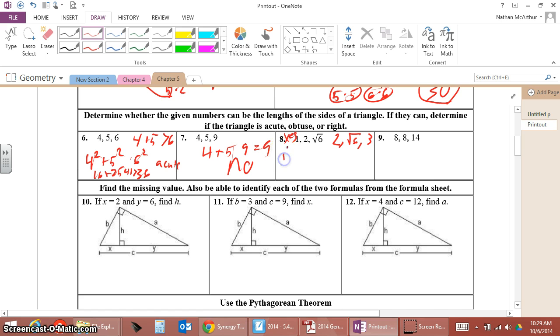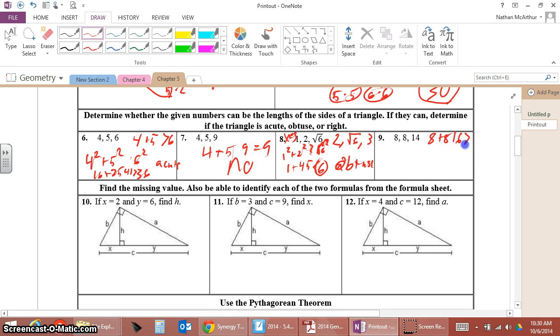And now I do 1 squared plus 2 squared is something to the square root of 6 squared. And since the square root and square are inverses of each other, they cross each other out. And I'm left with 6 and left with 1 plus 4. Well, that's 5, and 5 is less than 6. That makes c squared bigger. And since it's bigger, we call it obtuse.